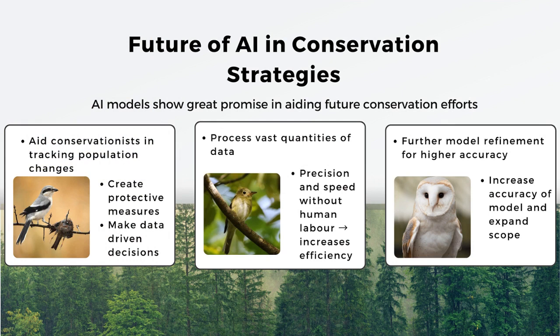The integration of AI into conservation strategies represents a transformative leap forward in our efforts to conserve biodiversity in the face of environmental challenges. By automating species recognition from images, conservationists may be able to easily track population changes within a habitat and create protective measures based on data driven decisions. AI's ability to bypass the need for tedious human labor and its capacity to process vast quantities of data very quickly and accurately allows for more effective species conservation.